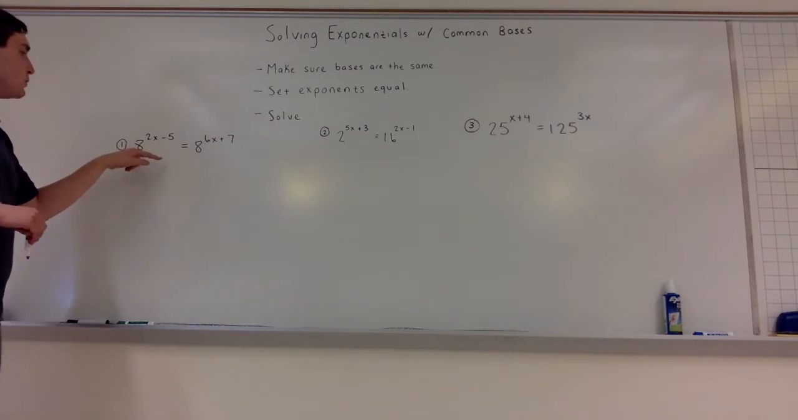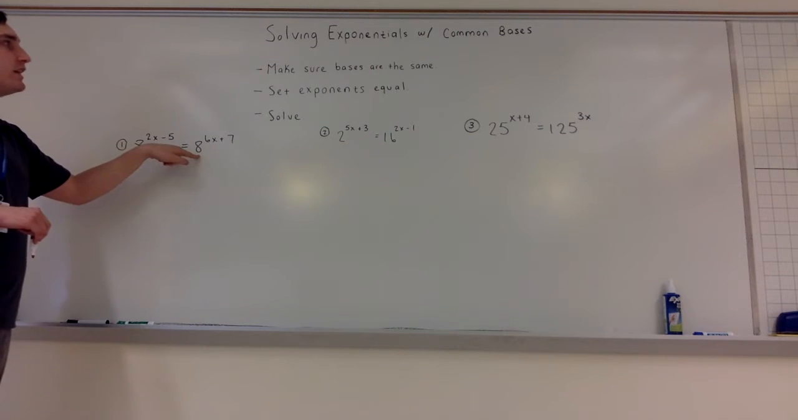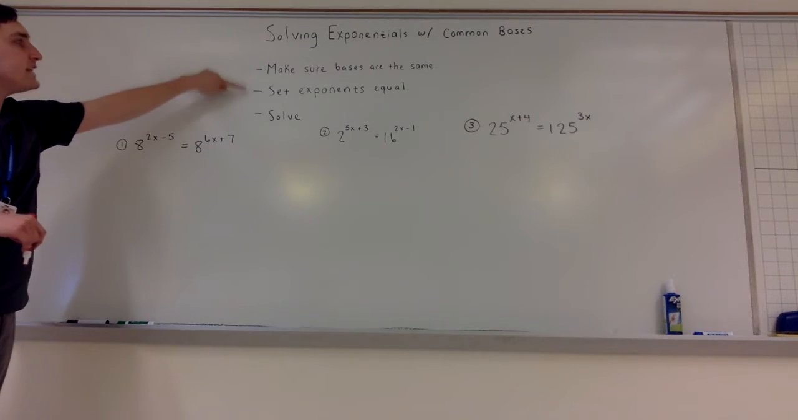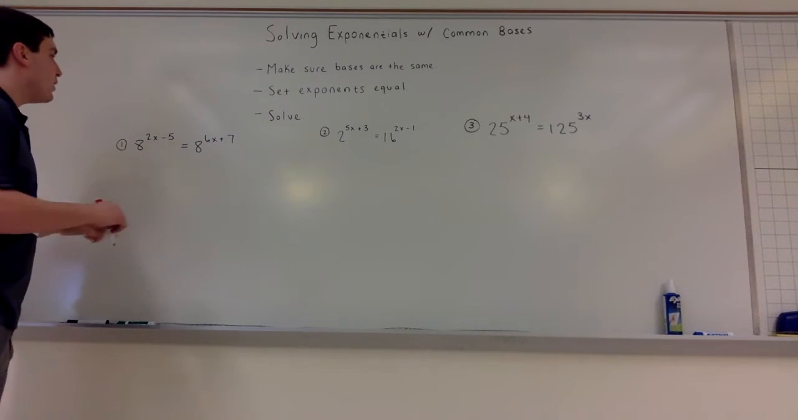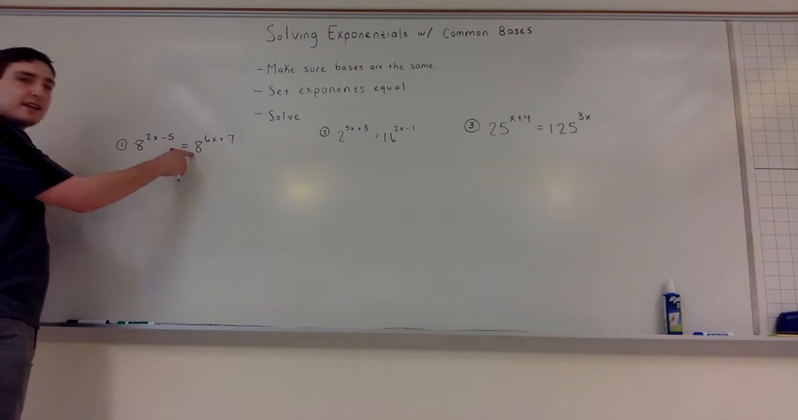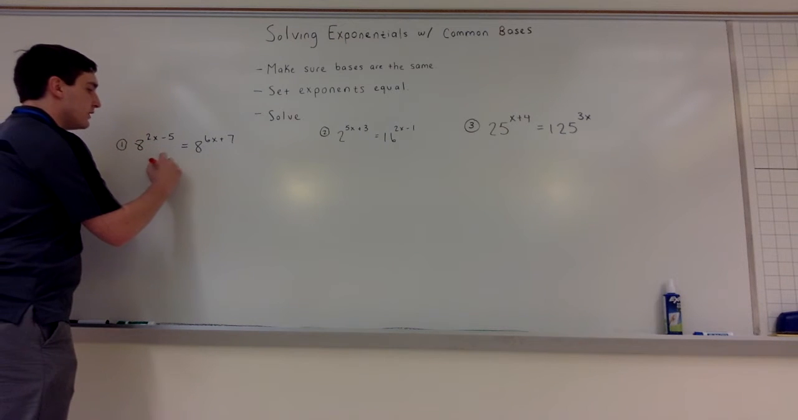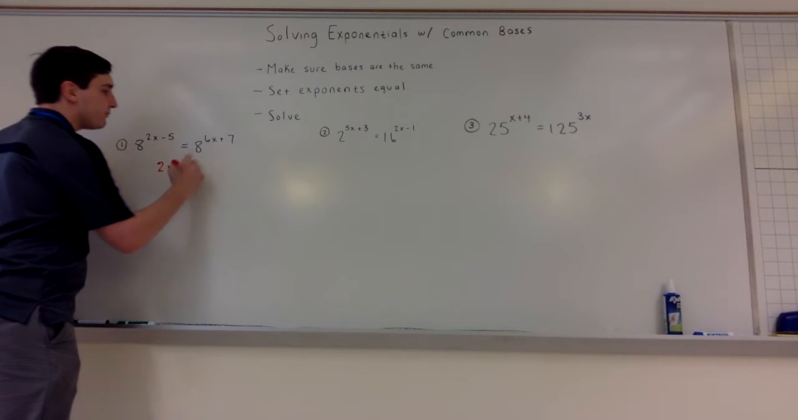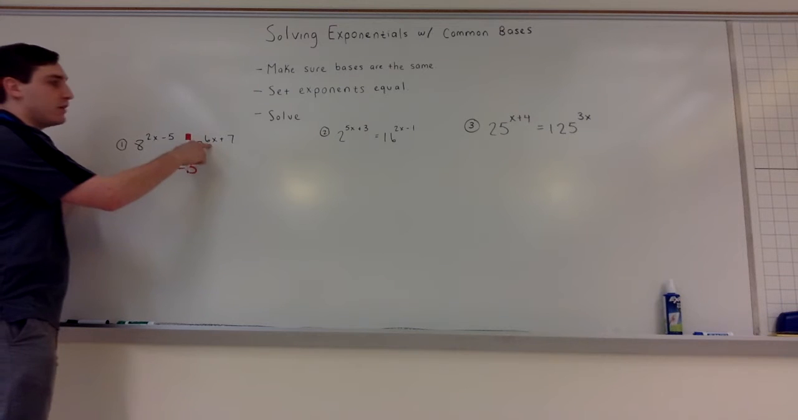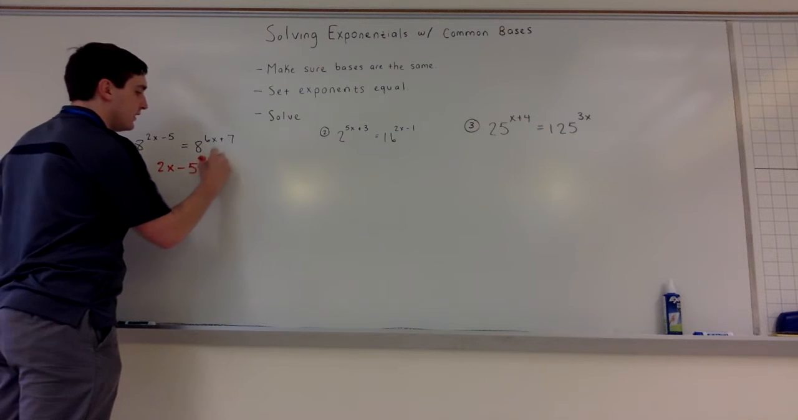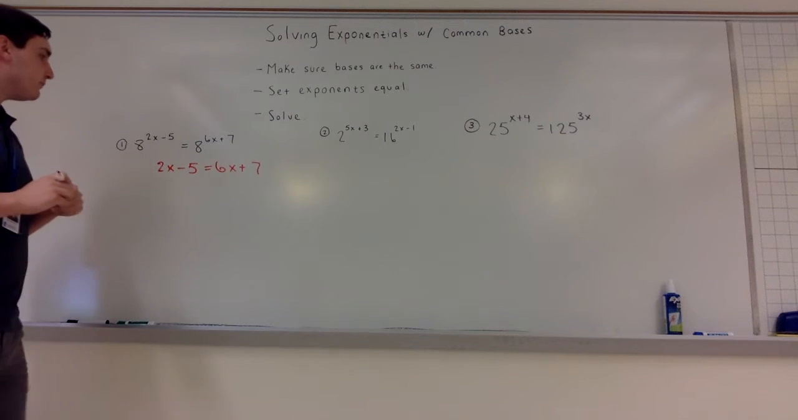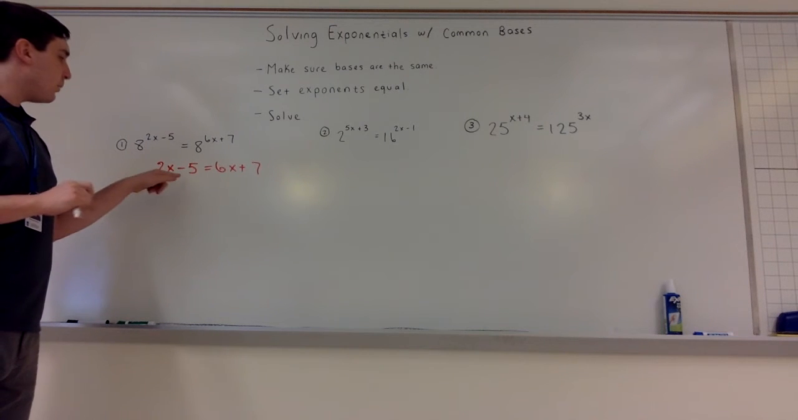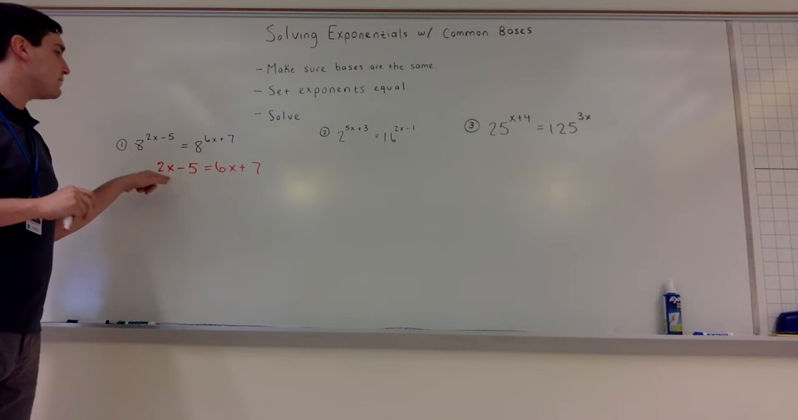So the first thing we have to do, we have 8 in our bases here. The bases are the same, so that tells us that we can set our exponents equal to each other. So for this one, since we both have 8's down here, we're just going to take 2x minus 5 and set it equal to this exponent, which is 6x plus 7. Okay? So now we have to solve for x at this point.